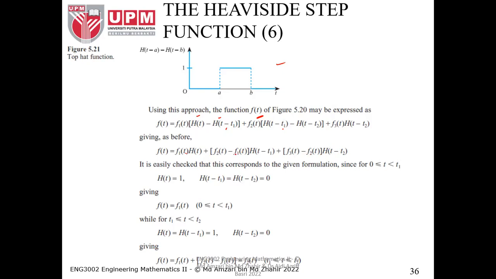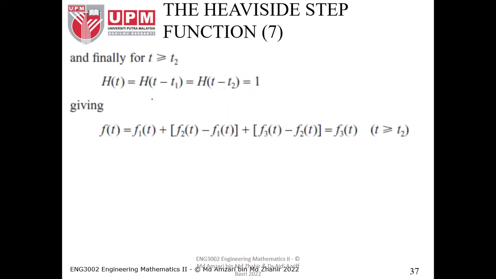Okay, so we can easily check that f equals f1 when H(t minus 1) and H(t minus 2) are equal to 0, so for t between 0 and 1, f(t) equals f1. Your final function will be f1 plus f2(t) and so on. Finally, these are the functions. Okay, you will get something like this.